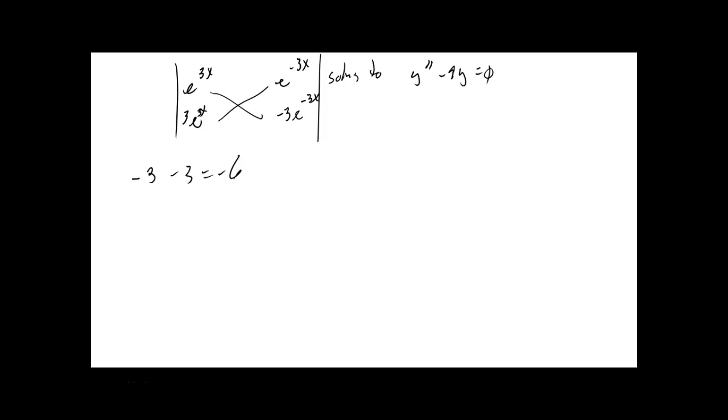Therefore, you can conclude that y1 and y2 form a fundamental set of solutions because you have two of them and they're linearly independent. So your general solution is y equals c1 e to the 3x plus c2 e to the minus 3x. That's your general solution, on whatever interval you have. E's are good everywhere.